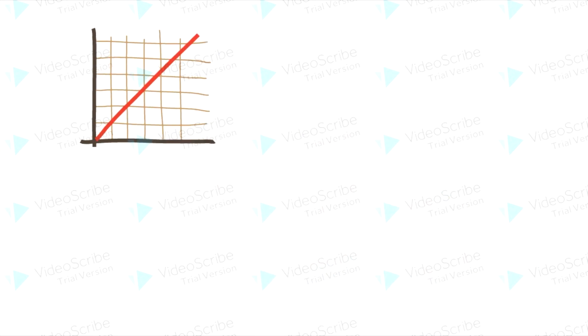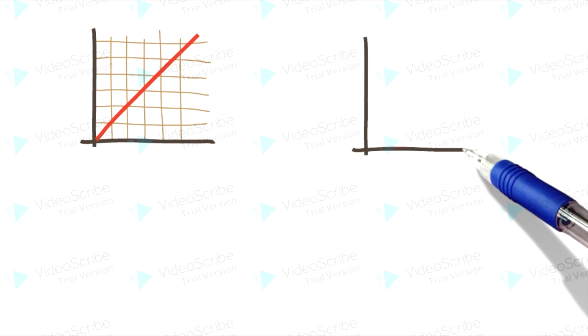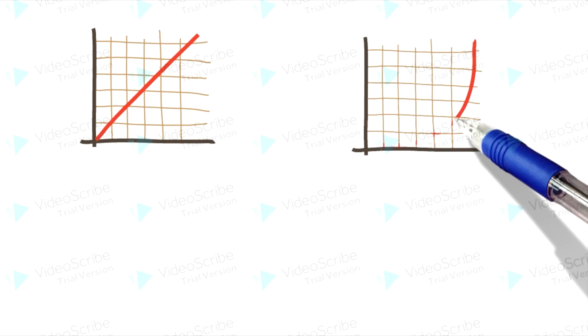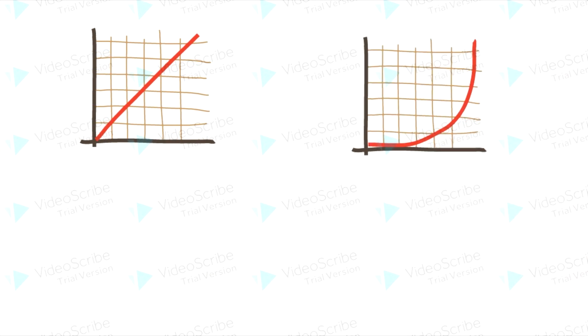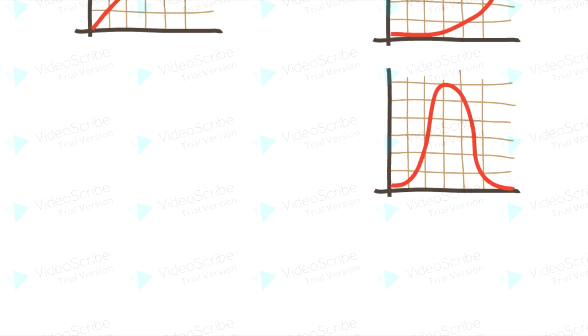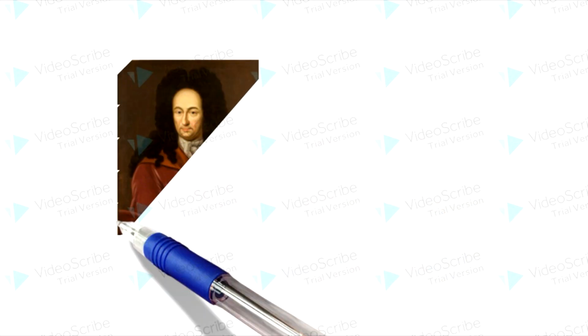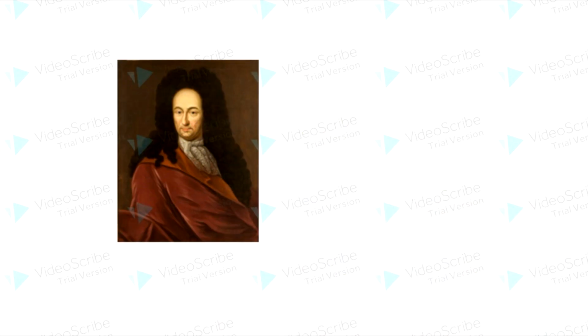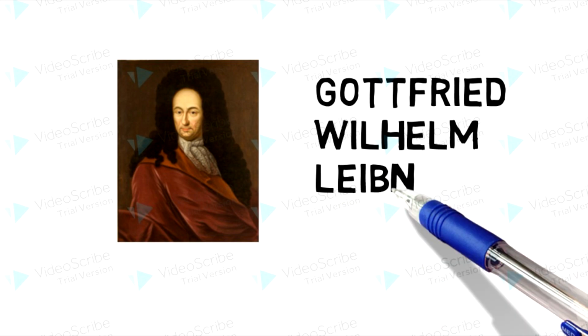Have you ever thought, what if the graph didn't move at a constant rate and it looked something like this? And the function was variable? How about something like this? Well, if you never even cared to wonder, luckily this guy did. His name is Gottfried Wilhelm Leibniz.